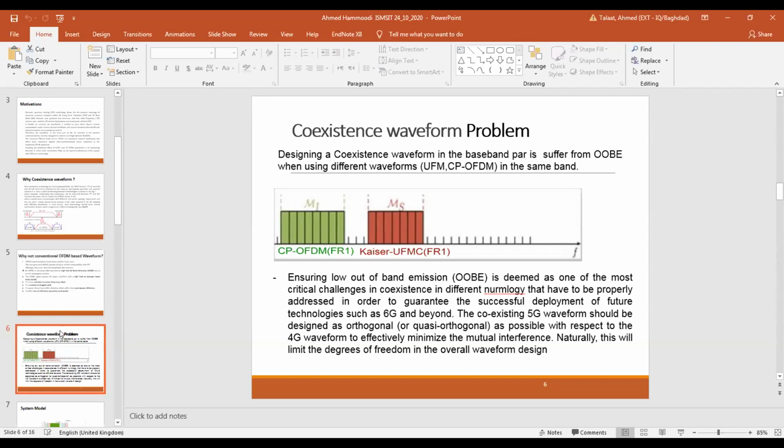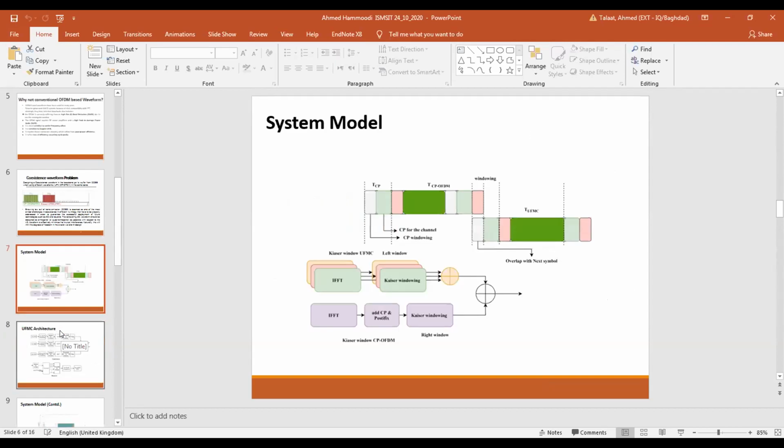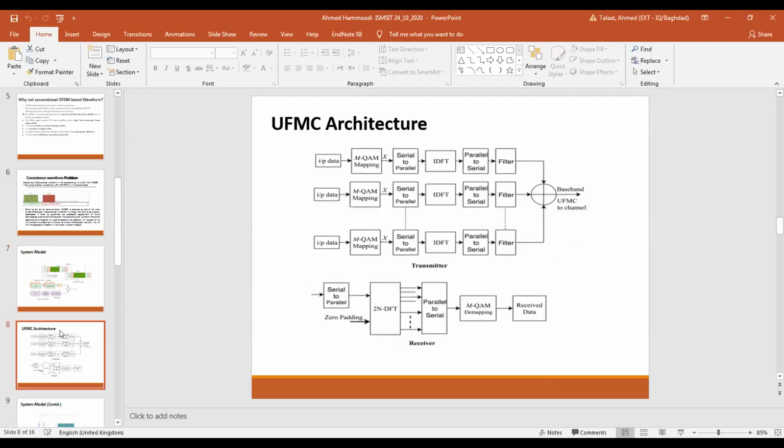Now, in the next slide, the system model designed in this paper uses CP-OFDM as the 4G and UFMC as the 5G system, but not the traditional or conventional one, as I mentioned in the previous slides, using the rectangular window. Now we will use the Kaiser window. The Kaiser window has a controller to reduce the out-of-band emission when we coexist with another waveform like the universal multi-carrier waveform. This is the structure of the universal multi-carrier. It divides the whole band into different subbands and filters each subband to reduce the out-of-band emission.